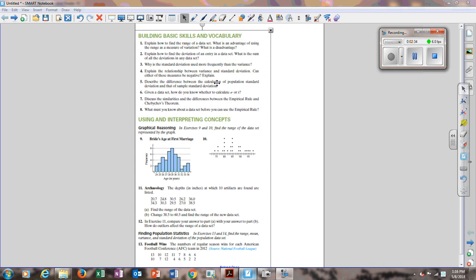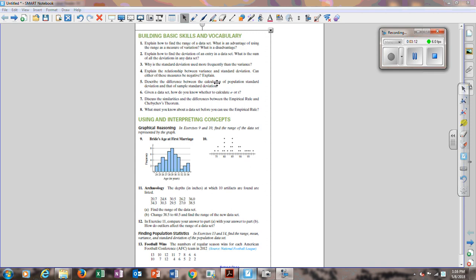Discuss the similarities and differences between the empirical rule and Chebyshev's theorem. Really, the differences are just in the way you calculate it. Empirical rule is hard set numbers. It's always going to be that, I think it's like 68% falls within the first standard deviation. Chebyshev's theorem is more flexible based on the data. And what must you know about a data set before you can use the empirical rule? You have to know that it is a standard bell curve.